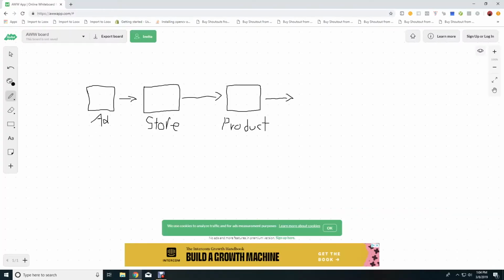But before I go over that one thing, I want to go over a concept with you so you understand just the importance of what I'm about to share with you.